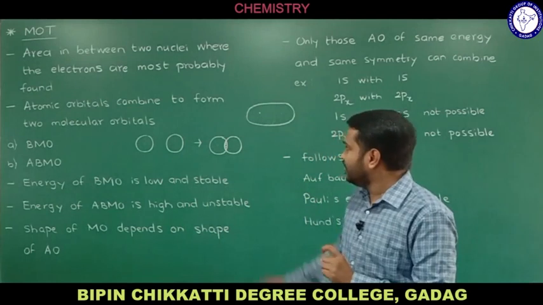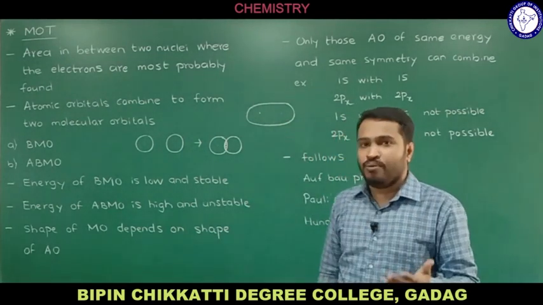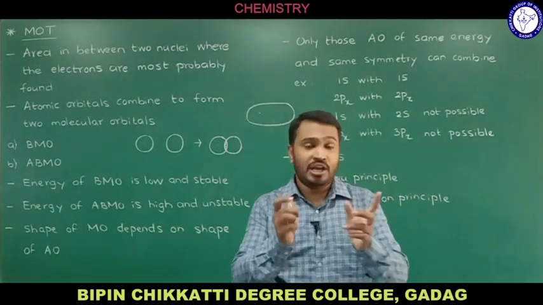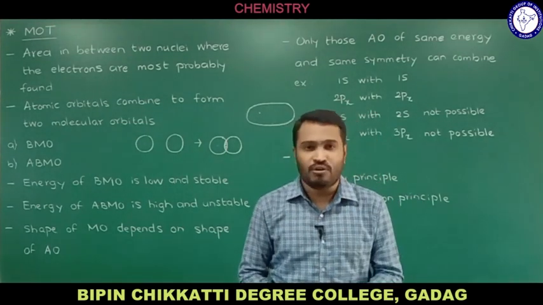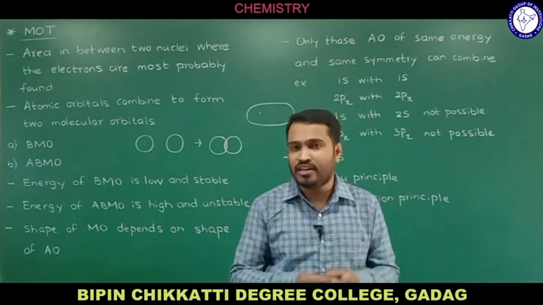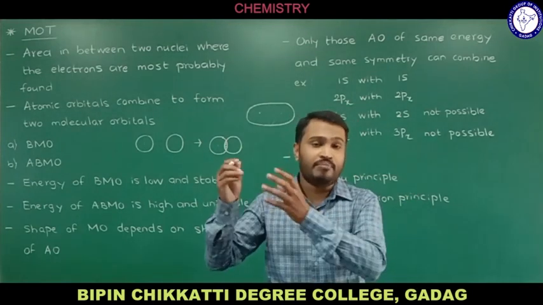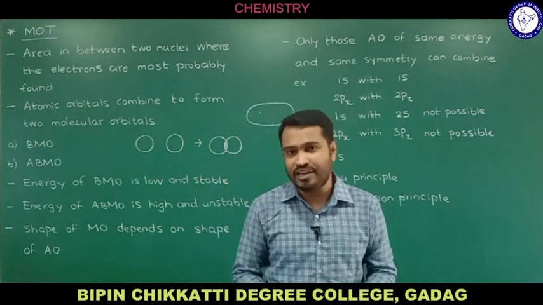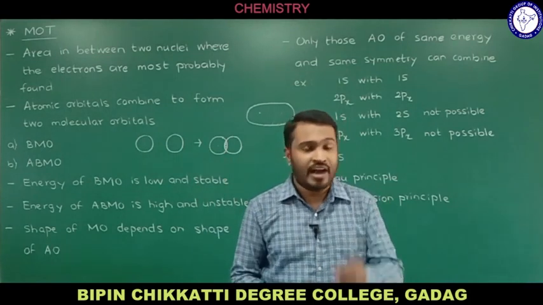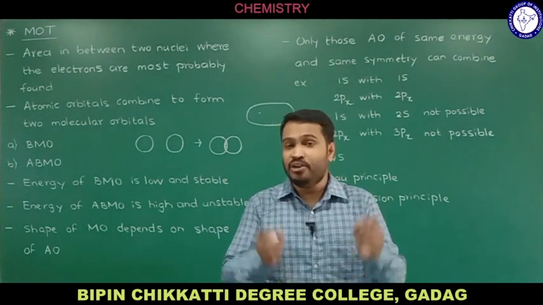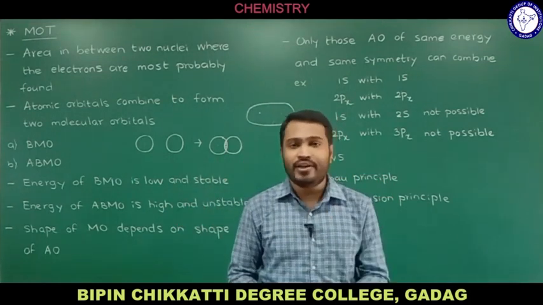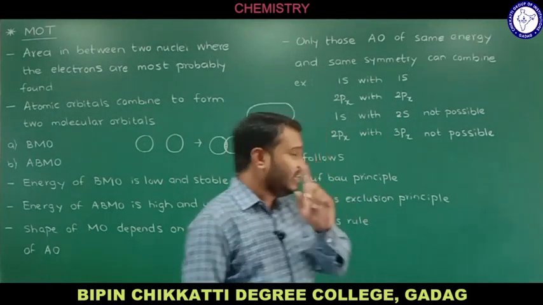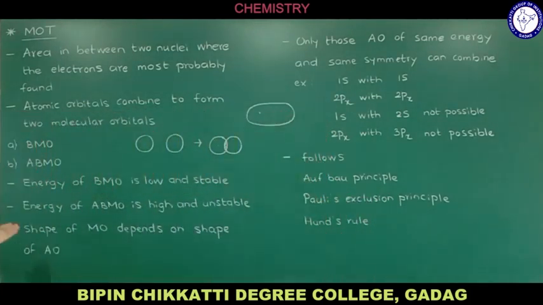And remember that the molecular orbital which is formed has a particular shape, and the shape of the molecular orbital depends on the shape of the combining atomic orbitals. If S atomic orbitals combine, we get a molecular orbital of spherical shape only. If P atomic orbitals combine, we know the shape of P is dumbbell, and in the molecular orbital also we get a dumbbell shaped molecular orbital only. That's why I told you that the shape of a molecular orbital depends on the shape of the atomic orbitals.